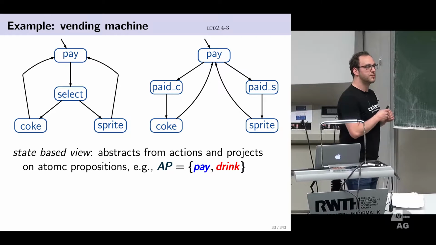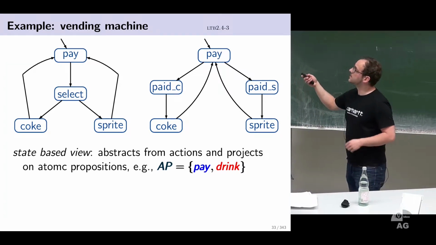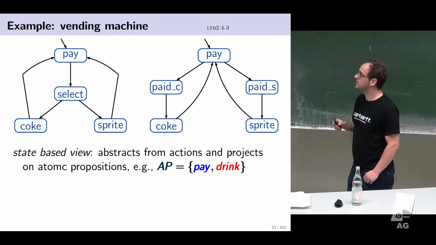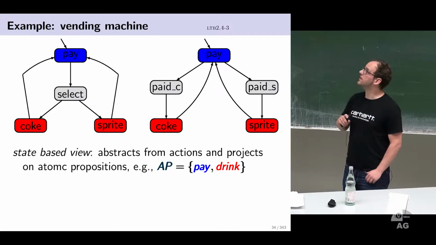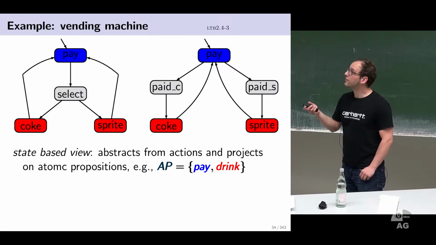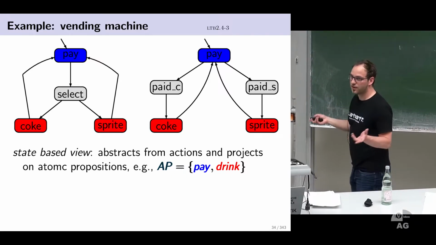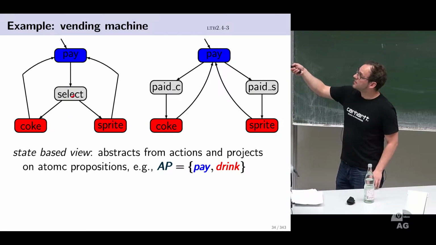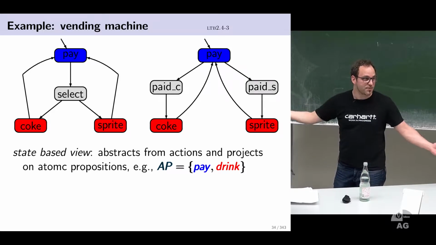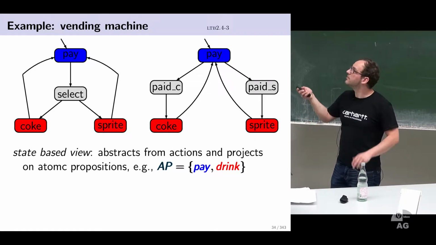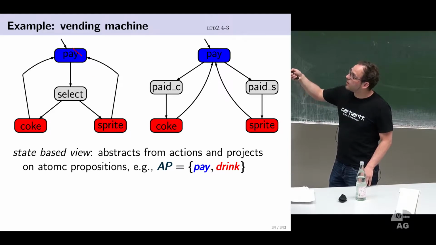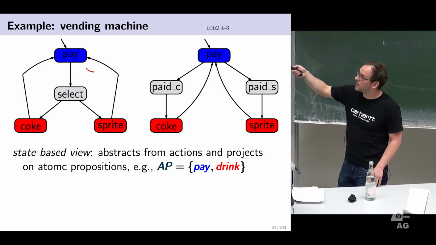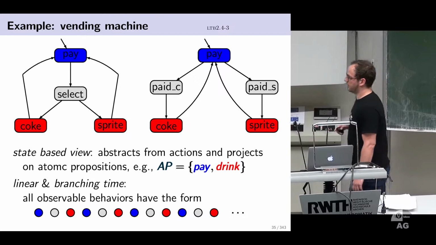Okay, let's choose some different atomic propositions. Let's say we're not interested in what kind of drink we get, but we're interested in which states you needed to pay. So when you label the states accordingly, they look like this. And now, for these two transition systems, the linear time view and the branching time view coincide once again. Why is that? Because here, we cannot distinguish the two successors. They're both labeled equally. In our view, they are the same. So the branching time view will only observe pay, empty set, and then have some drink, and then repeat the process. Okay.